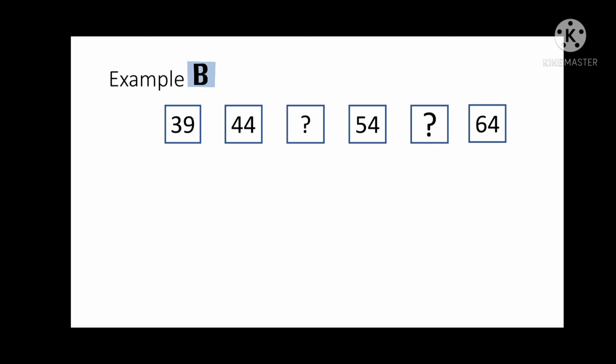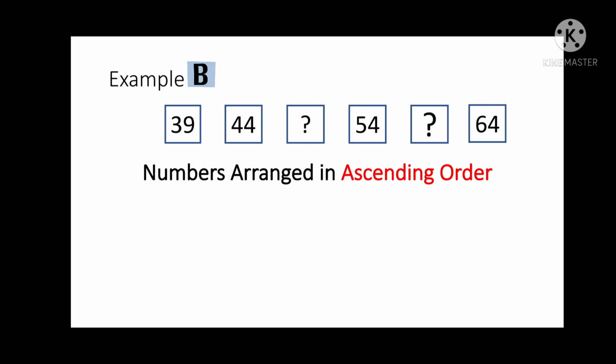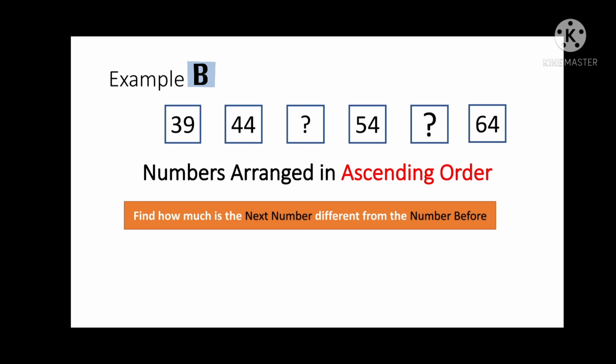Let's check with me. We see that numbers are arranged in ascending order, so it's going from smallest value to biggest value. What else can we find in this pattern? Let's find out how much the next number is different from the number before it.